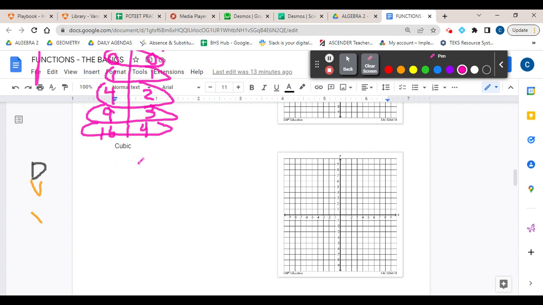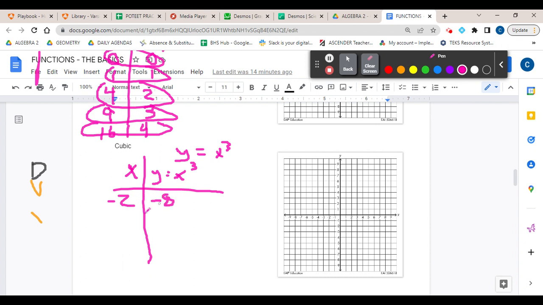All right, so the cubic one, we have y equals x cubed, right? So our y values are going to be whatever x is to the third power. So if x is -2, -2 times -2 times -2 is -8. If x is -1, -1 times -1 times -1 is -1. 0 times 0 times 0 is 0. 1 times 1 times 1 is 1. 2 times 2 times 2, 8. 3 times 3 times 3, 27.